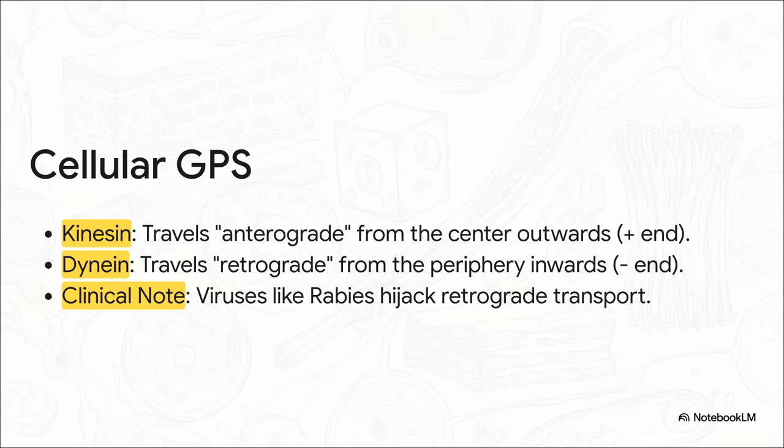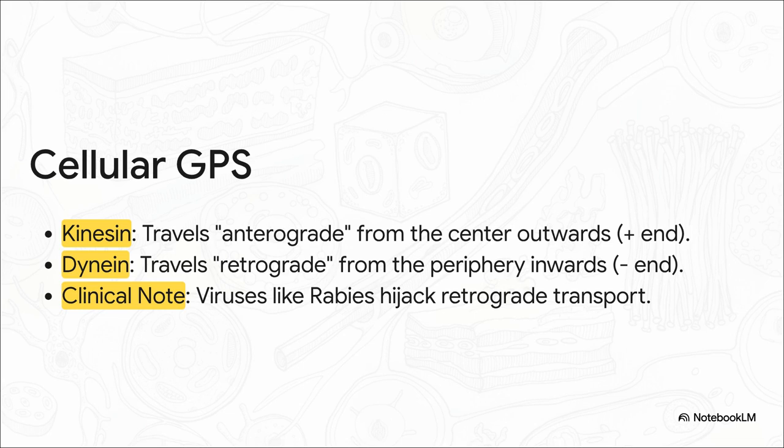And this is where it gets really sophisticated. It's not a random walk, it's a fully directed GPS. There are 2 main families of these motors. Kinesin generally walks outward, from the center of the cell toward the edges. Dynein does the opposite. It walks inward, from the edges back toward the center.